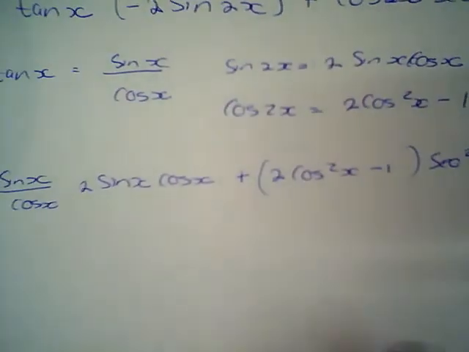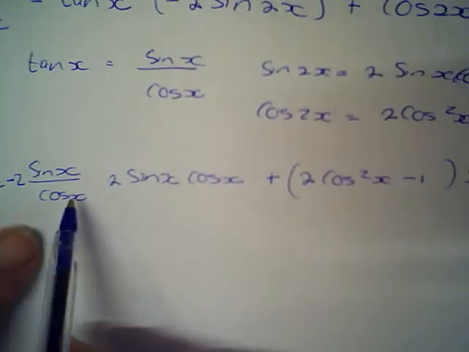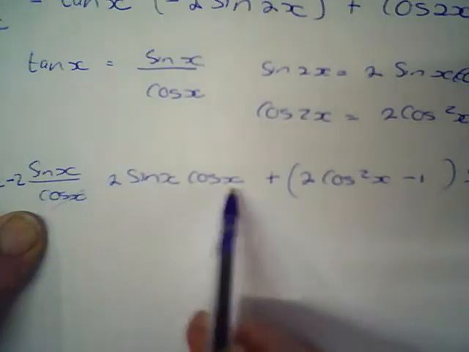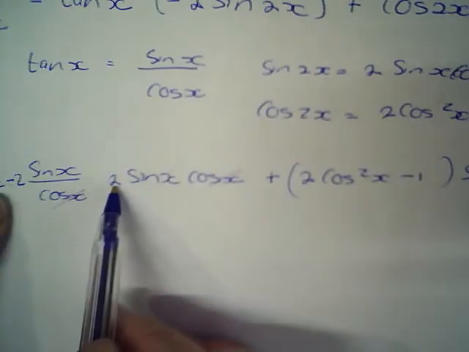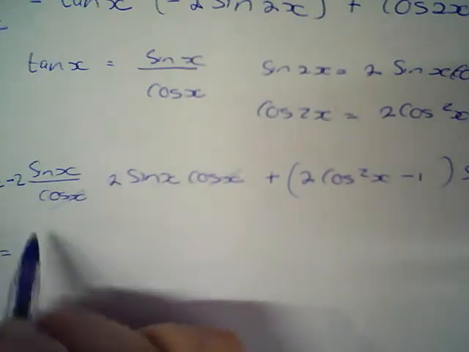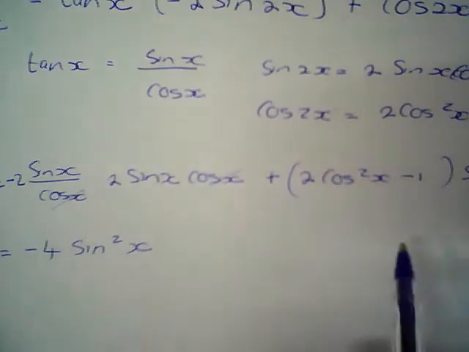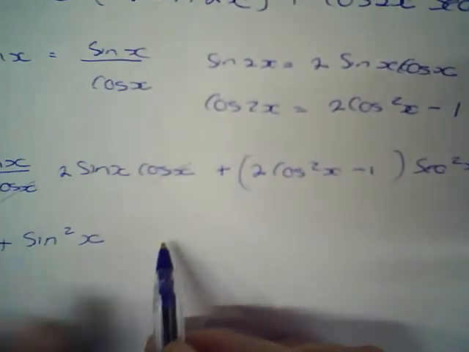Okay, so quite a bit to go in there. Okay, let's see. Cosine x and cosine x will cancel out. Negative times a positive is a negative. 2 times 2 is 4. And sine times sine would give me negative 4 sine squared x. Okay, let's distribute there.